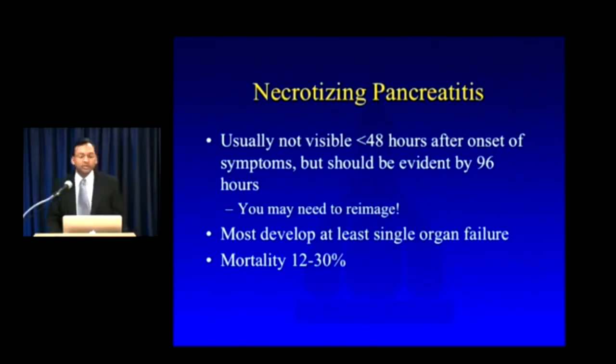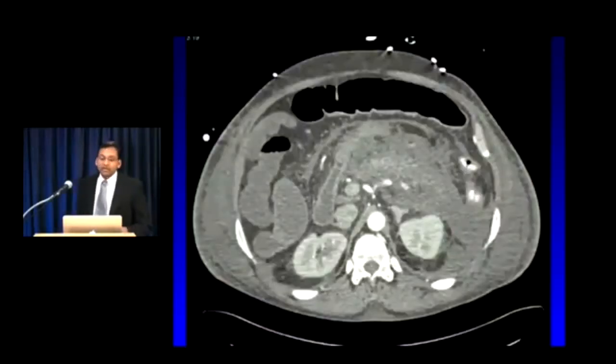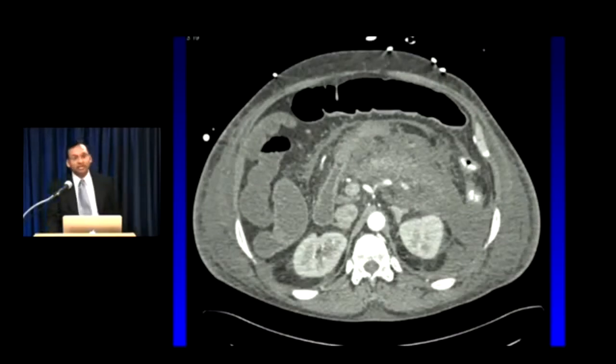Now this is of course a clinically significant diagnosis. The vast majority of patients will develop at least single organ failure, many will develop multi-organ failure, and the mortality rate is somewhere in the order of 12 to 30%, really depends on how severe the necrotizing pancreatitis is. Now the CT imaging features are distinct from what we talked about earlier in edematous pancreatitis. These patients have areas of either non-enhancement or severe hypoenhancement, and typically there's a lot of inflammation.